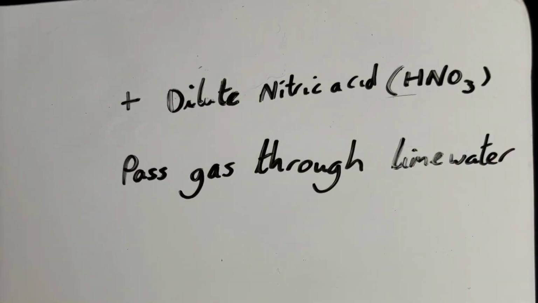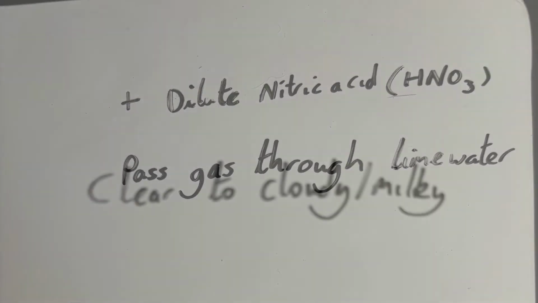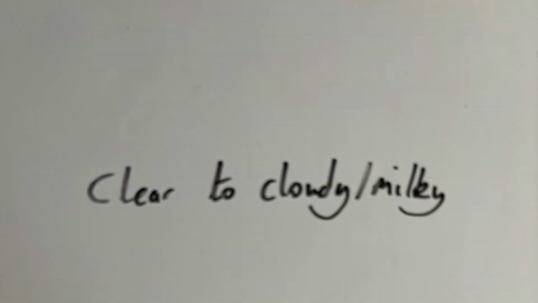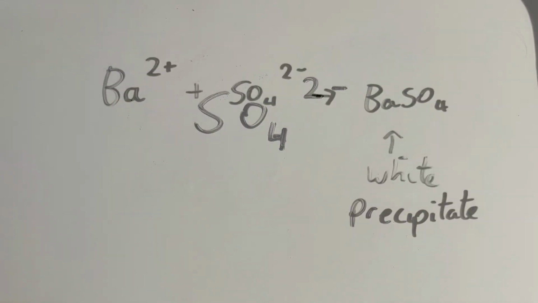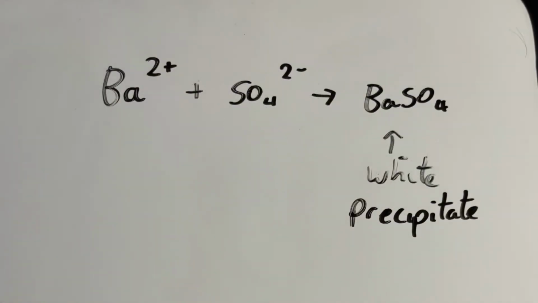So you add dilute nitric acid to whatever your carbonate is, and then you pass the gas that's produced through lime water, and then if the gas produced turns lime water cloudy or milky, then it's carbon dioxide. And if we're testing for a sulfate ion, then we need to add some sort of barium, and barium will react with the sulfate ion and create a white precipitate.